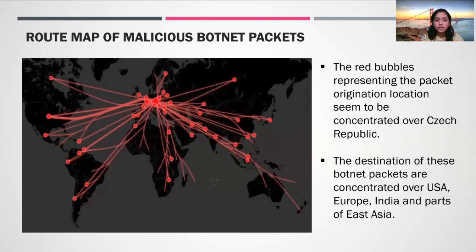And we can see that most of the sources are from Central Europe, and the destinations are concentrated over USA, Europe, India, and East Asia. Now, handing over to John for the second question.